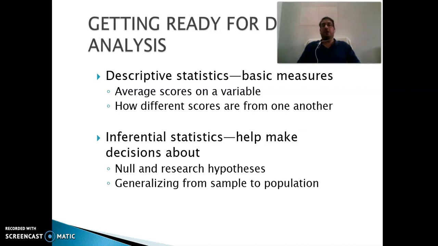So you can calculate the averages on a variable, then how different scores are from one another. You can calculate the frequency, percentage, then mean, standard deviation, and so on. Inferential statistics will help you to make decisions about your null and research hypothesis. Before collecting data, you have designed your null hypothesis and research hypothesis. Now inferential statistics will help you to decide about them.